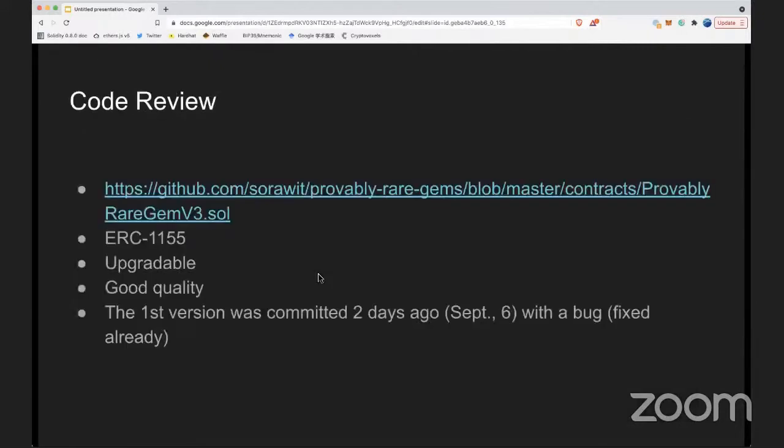I reviewed the code. Here is the URL of the code, and everybody can see it. The tokens are not ERC-721, actually they are ERC-1155 tokens. The smart contract is upgradable, with good quality. The first version of the code had a bug, due to quick development just last weekend. The first version was committed just two days ago, but it's going to the third version, and hopefully they will have a fourth version tomorrow.